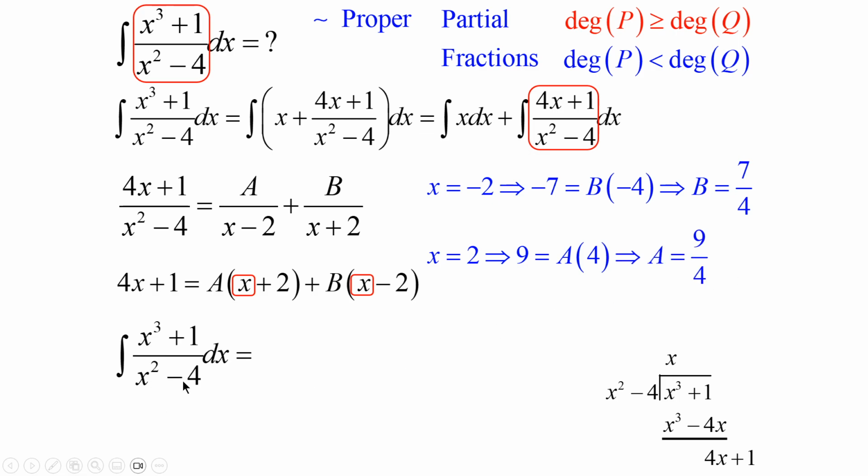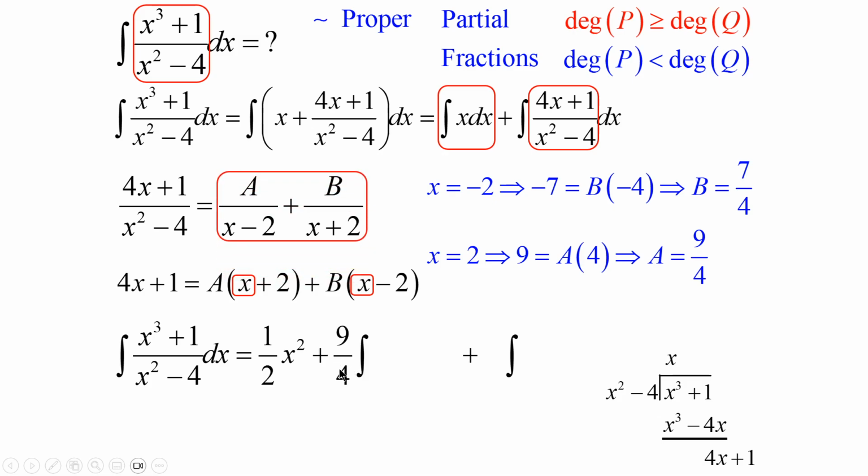So the antiderivative of x cubed plus 1 over x squared minus 4 is going to be, okay, well that would be a 1/2 x squared. And then my first term here is going to be the a, 9 over 4. Okay, and then I'm going to go over here. The dx over x minus 2, or 1 over x minus 2 dx if you want. And then the b is the 7 over 4. And then we've got 1 over x plus 2 dx.